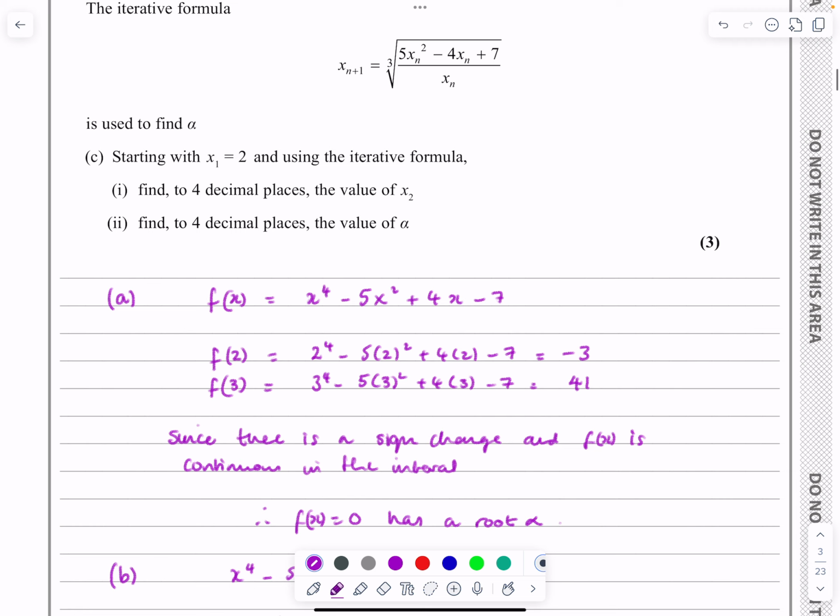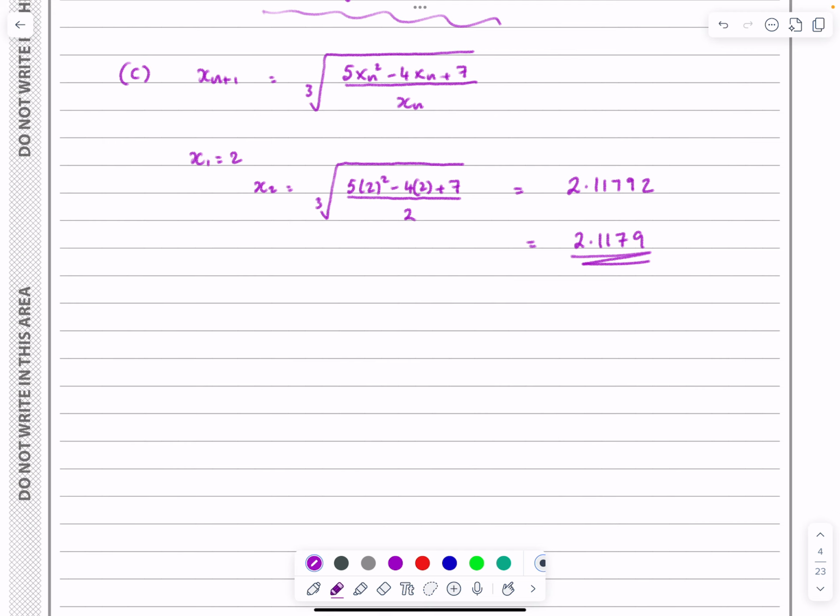Then it says, find to 4 decimal places the actual value of alpha. We want the answer for the root correct to 4 decimal places. So if that's x2, x3 is just putting 2.11792, the whole number, back into the equation. If we do that on my calculator, I get 2.1468460021. I'm going to put that value in, and then I get out on my calculator 2.154063147. If we put it in, we're going to keep getting more values.